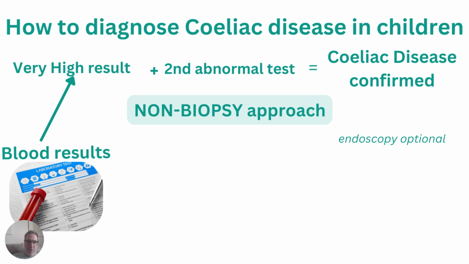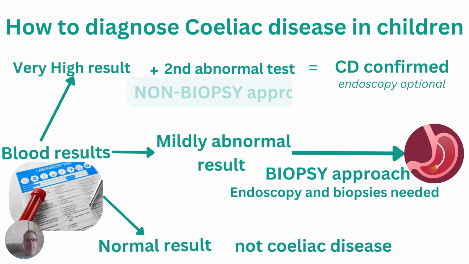If you fulfill those conditions, the high result plus the EMA test, then this could confirm the diagnosis of celiac disease without having a biopsy, the so-called non-biopsy approach. It is possible to still go for an endoscopy in this case as well, but most people these days would suggest actually that's not necessary. Why put your child through the risk of having a general anesthetic to have an endoscopy if there's no need to, if the blood results are enough?